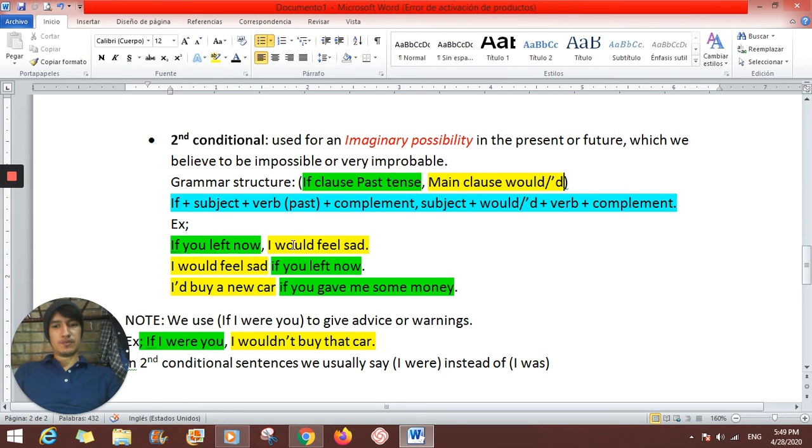Here's another example. If you put this first, I would feel sad if you left now. Completely correct. Just remember we don't add a comma. Next, I'd buy a new car if you gave me some money. Gave, past. This is the if clause. I'd buy a new car, main clause, and would. I would buy a new car. Simple.